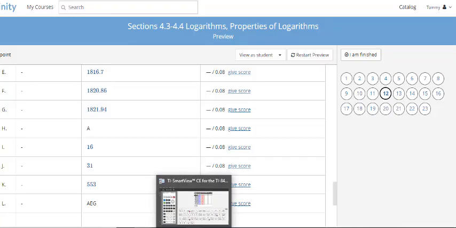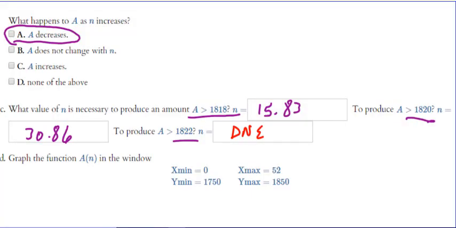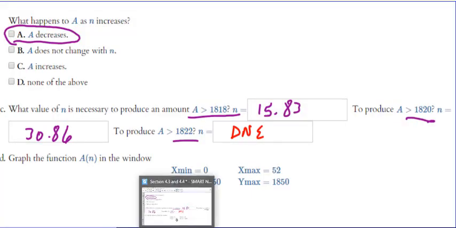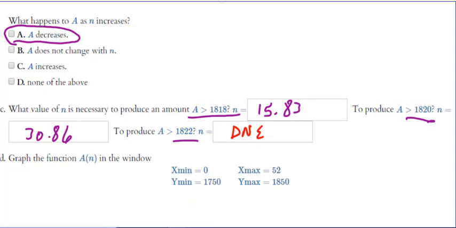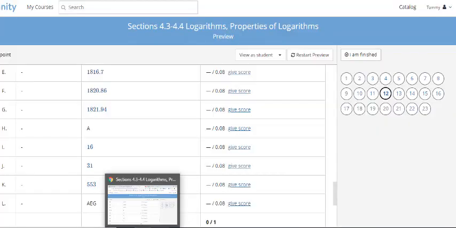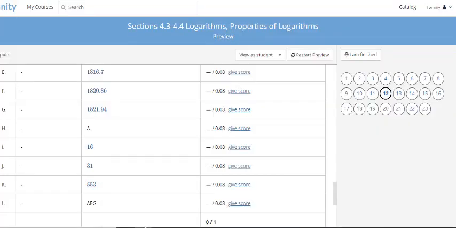Oh, they rounded. Yeah, they rounded up. Okay, they rounded up. So that's why. Okay, so they got 16 and they got 31 here. 553. No.